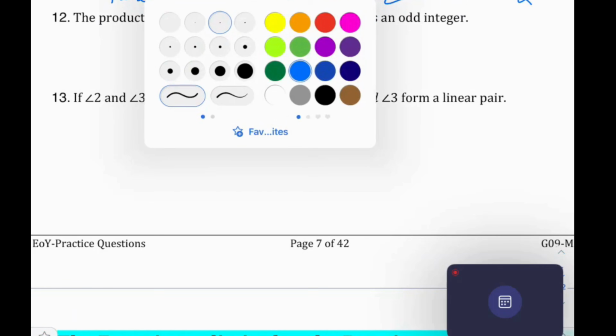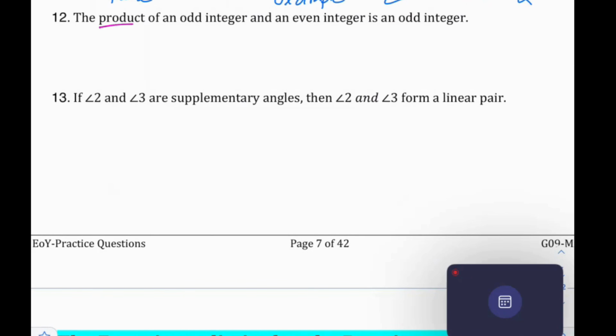Now let's move on. Here we have the product of an odd integer and an even integer. He says that it's always odd. Product is the result of multiplication. So let's assume any odd integer like 1, 3, 5, 7. Let's assume it's 7. Even integers are integers that are divisible by 2.